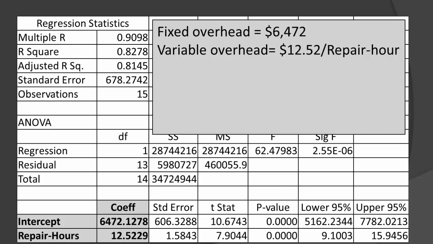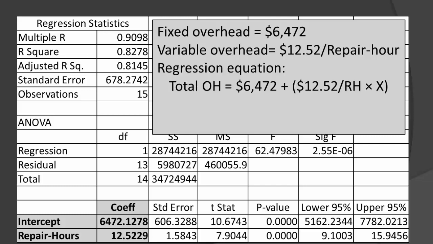Repair hours represent the slope of the line. In our example, that's variable overhead costs, and our regression estimates that to be $12.52 per repair hour. So our total regression equation is our overhead costs will be equal to the fixed component, $6,472, plus the variable component, $12.52 per repair hour times X, the number of repair hours.